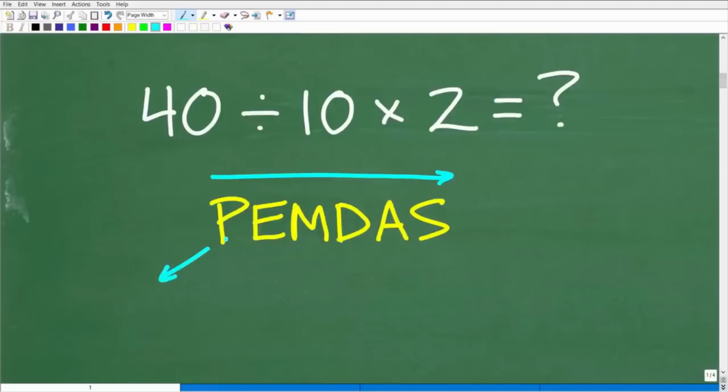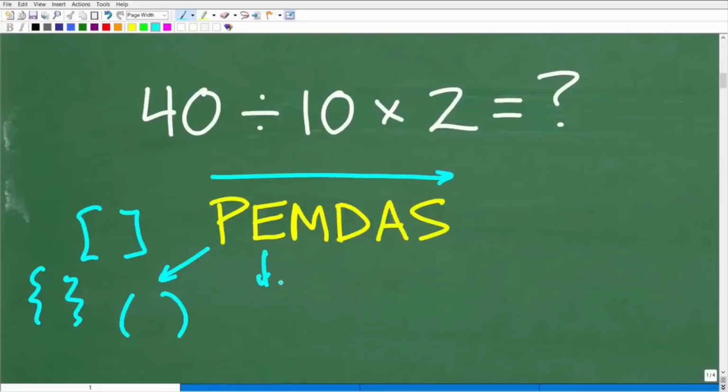All right, so the P stands for parentheses. Okay, so if you see things in parentheses or brackets, or even these little squiggly brackets like this, these are technically what we call grouping symbols. We're grouping or clustering together some math operations with these symbols. So if we see parentheses in a problem, okay, we're going to focus our attention there first.